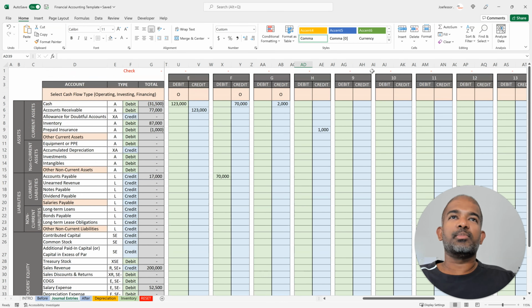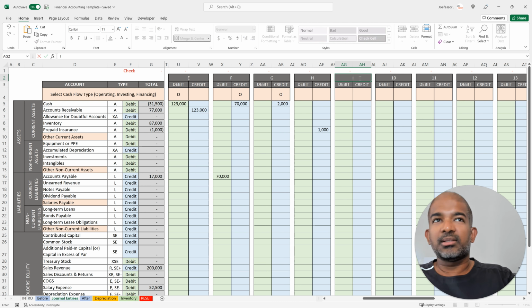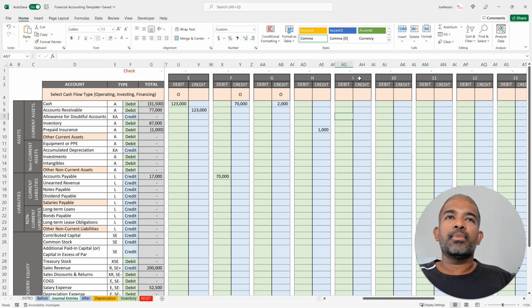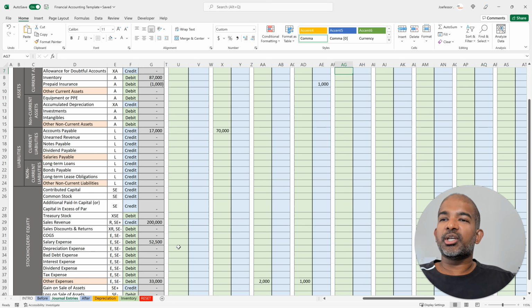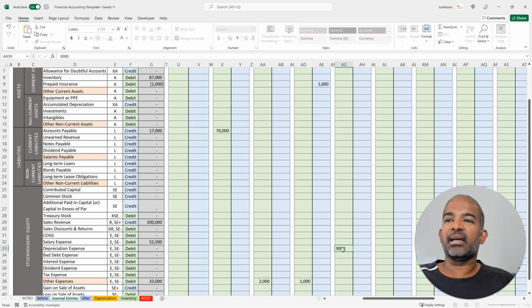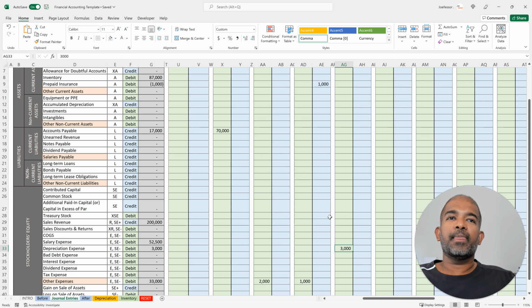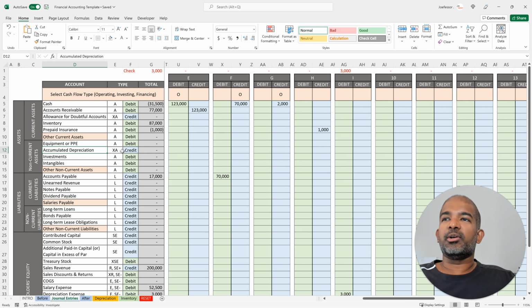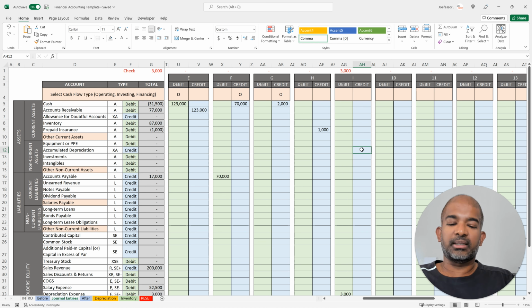Let's get back here, section I, and I'm going to say I have a depreciation expense of $3,000. I have to debit that. And on the credit side, I'm going to add it to my accumulated depreciation of 3,000.